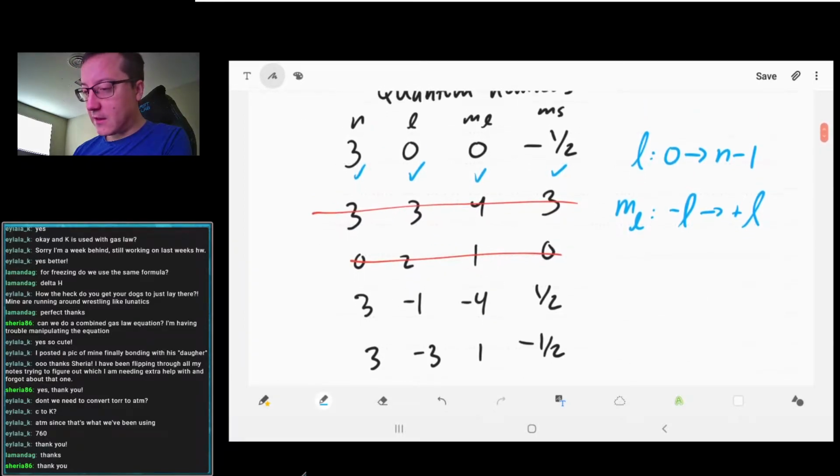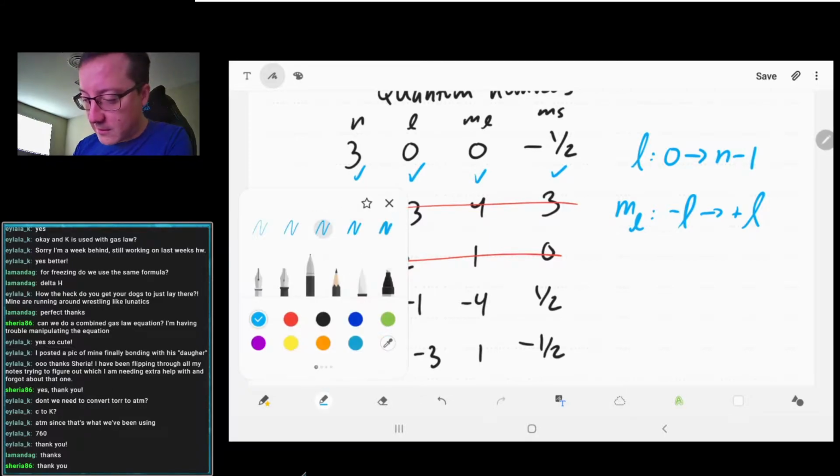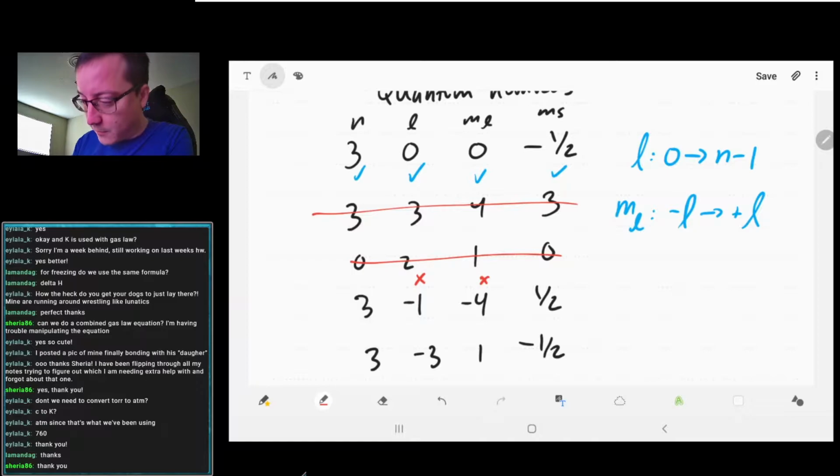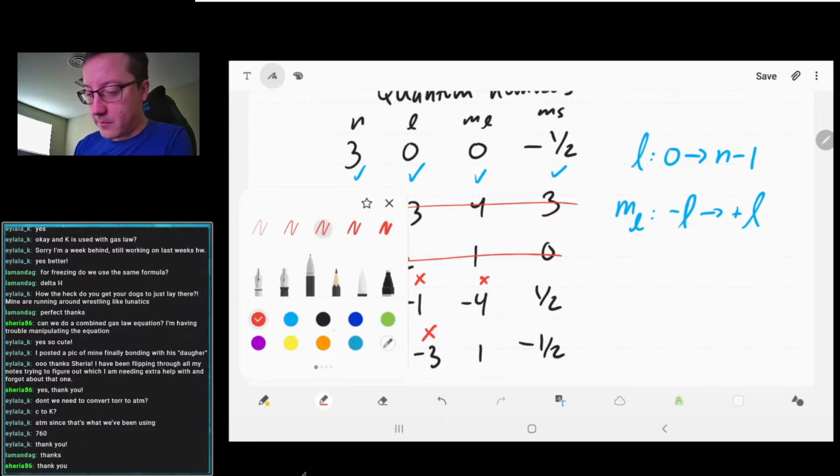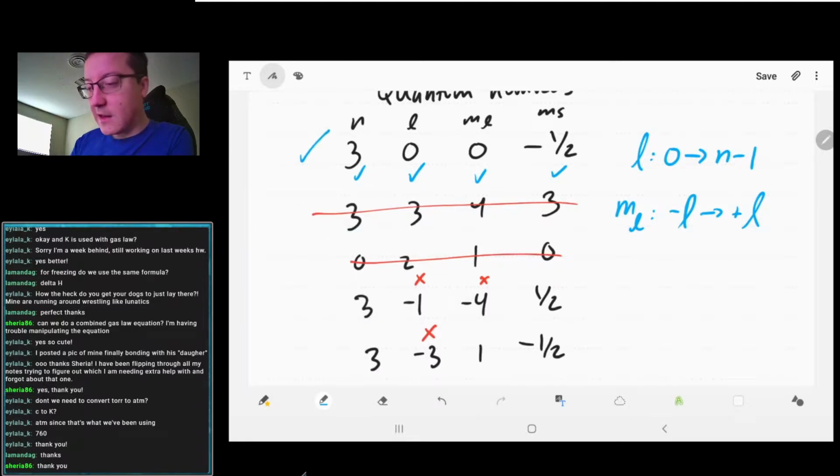So if n is 3, can l be -1? No, l cannot be negative. It has to be 0 through something. Furthermore, m_l could not be -4, even if l could be -1, because m_l is restricted by the value of l. So that's not going to work. Both of these are not acceptable. And for the last one, again, we have a -l. Negative l is not allowed. So I would say this is going to be our correct answer up top, and we're able to eliminate the rest of them.